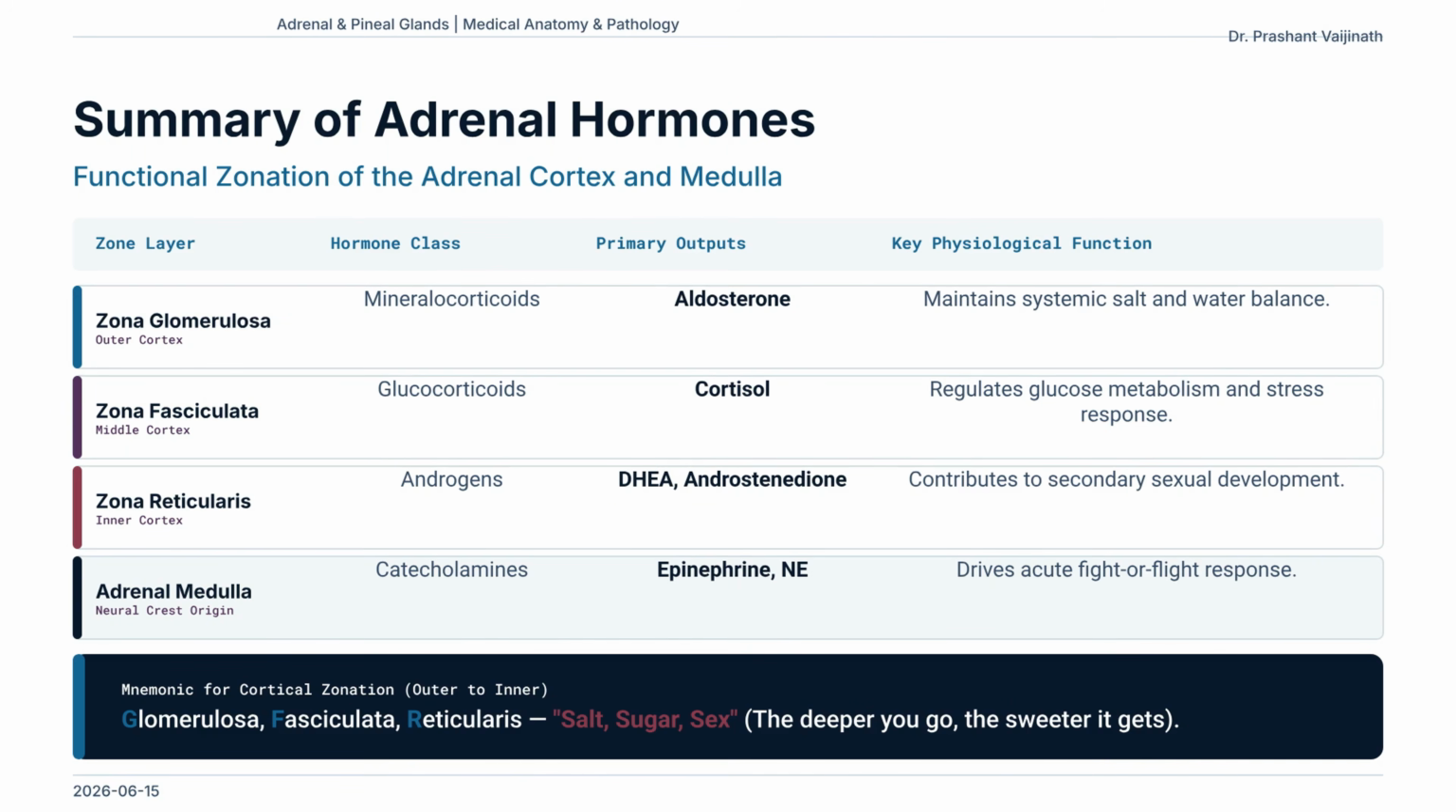The adrenal cortex has 3 functional zones. The zona glomerulosa produces mineralocorticoids like aldosterone, maintaining salt and water balance. The zona fasciculata produces glucocorticoids like cortisol, regulating glucose metabolism and stress response. The zona reticularis produces androgens like DHEA. The medulla secretes catecholamines like epinephrine for the fight-or-flight response. The mnemonic GFR, salt, sugar, sex, helps remember this zonation.